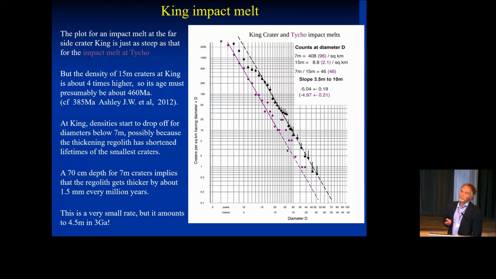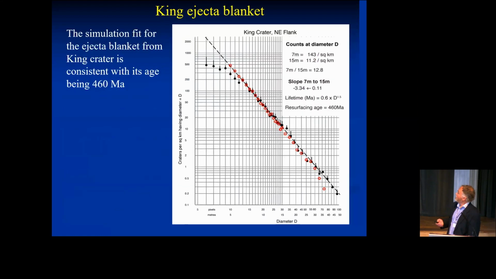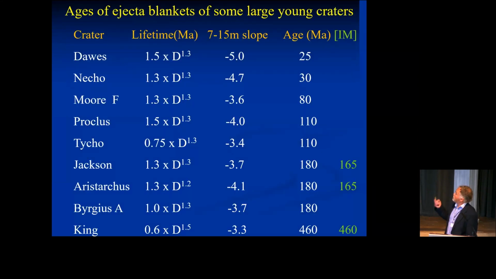A simple calculation suggests that King crater is 460 million years old. And if you look at the ejecta blanket on King crater, again, it's 460 million years old. So it's a very good match between those. And in fact, a number of other Copernican age craters have been measured. Dawes is only 25 million years old.